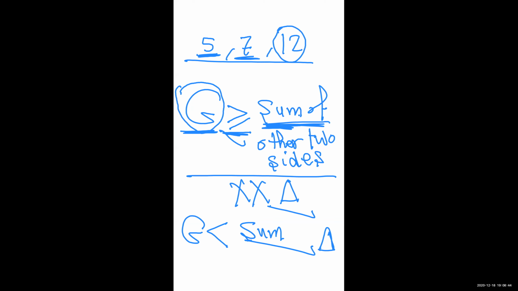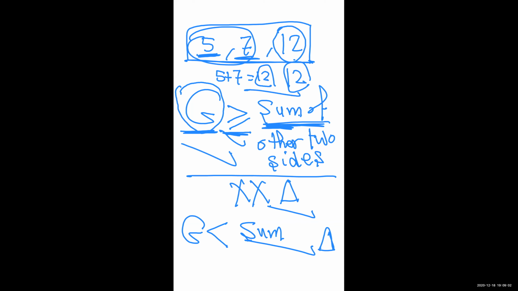Check this example, guys. 5 and 7 and 12. Now, what is the greatest? It's 12. The other two, 5 and 7. So 5 plus 7 equals 12. So now they are equal. So this is not a triangle. It's not possible to draw a triangle with these sides. Are we okay till now? Yeah. Any questions, guys, till now? No, thanks.